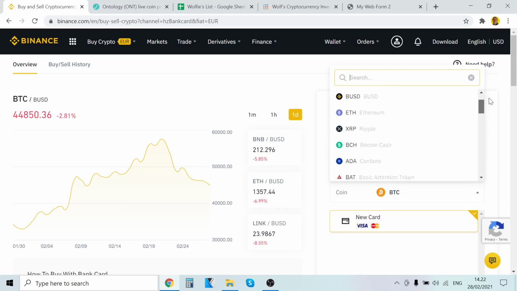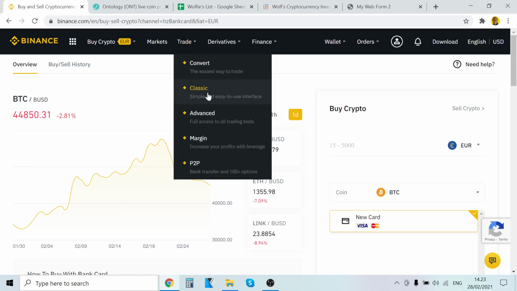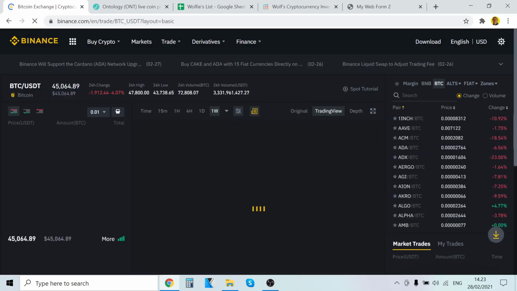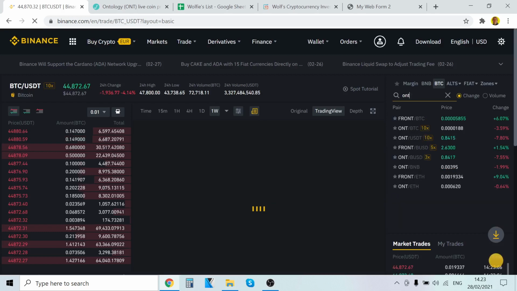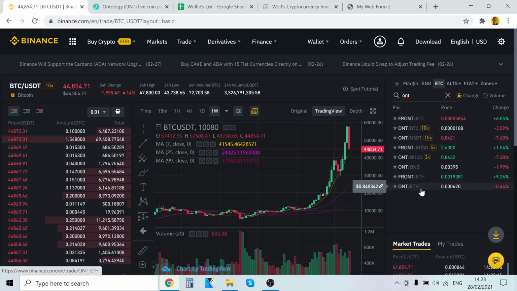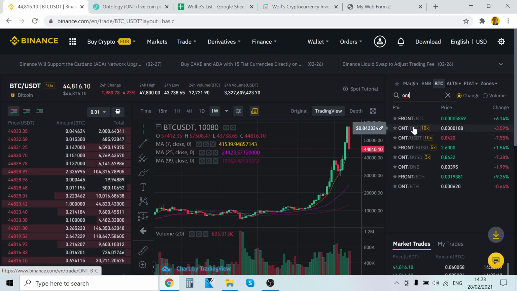Okay, so that being said, what you must first do is go to Trade and Classic and type in the search Ontology to see what pairings Ontology has. So we can see that Ontology has Bitcoin, USDT, BNB, and Ethereum pairing. This means that if you own Ethereum, BNB, USDT, or BTC, you can trade that cryptocurrency into Ontology. And I will show you how to do it.